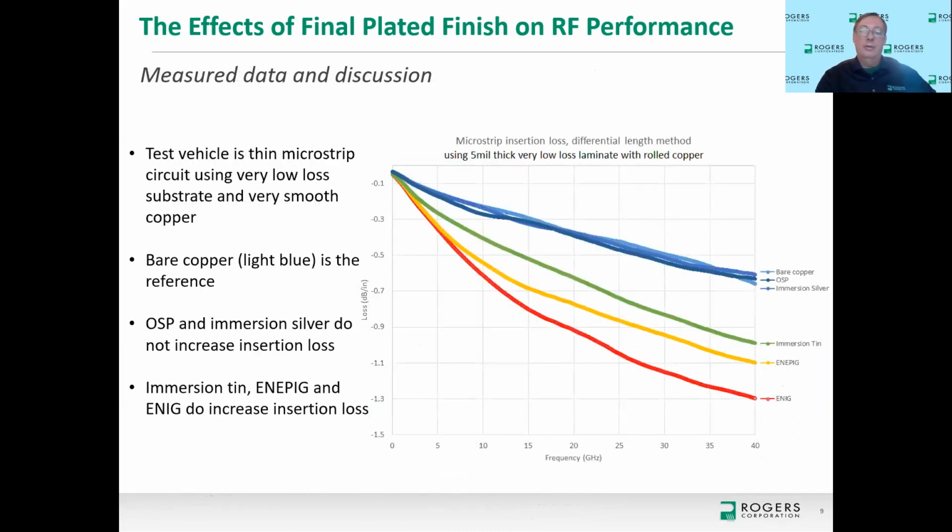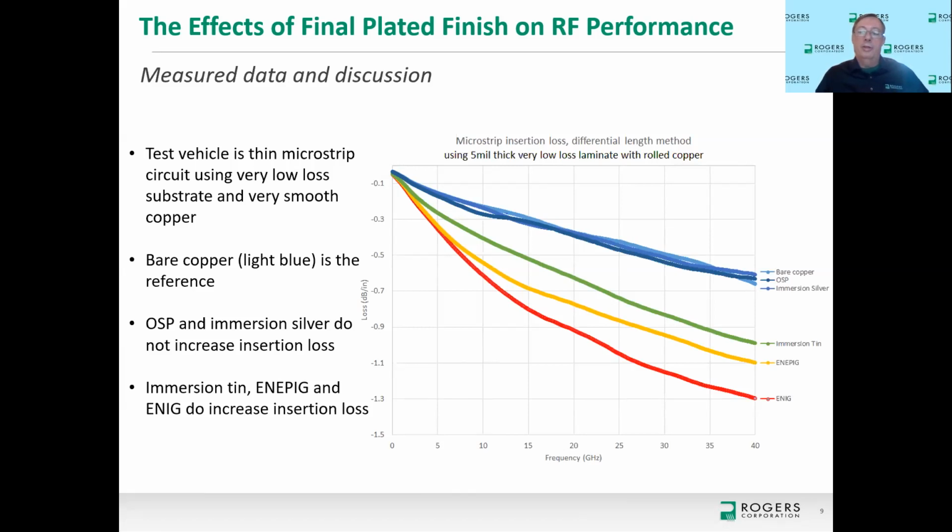I did a study several years ago using the same test vehicle. It's a microstrip transmission line on a thin material, 5 mils thick, with rolled copper. Rolled copper is very smooth, and because of that, you have very little conductor effects due to the copper itself. And here I'm showing some comparisons. The blue curves, I left them all some shade of blue to show that they really are behaving the same. The reference would be the light blue curve, which is the bare copper. That would be an ideal situation. And then the other blue curves are OSP, organic solderability preservative, and also immersion silver. Basically those two finishes really do not make a difference with insertion loss, or nothing significant anyway.